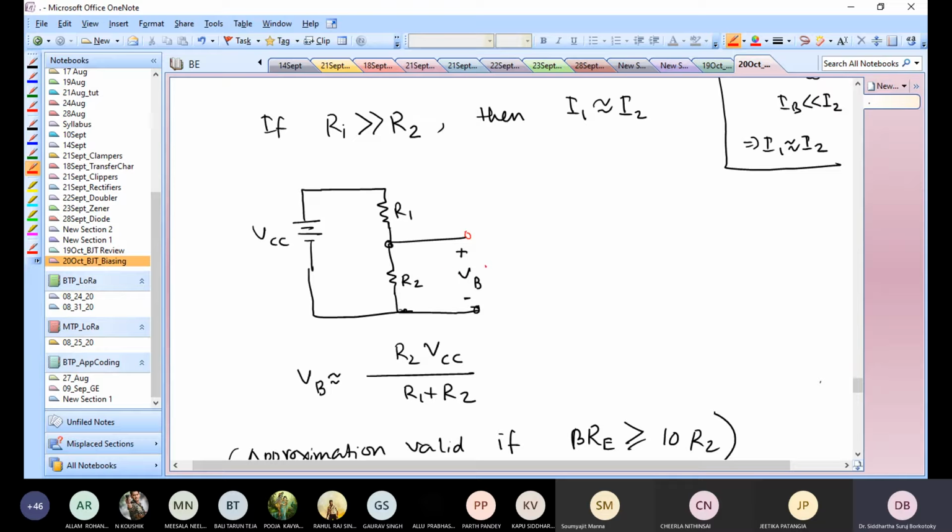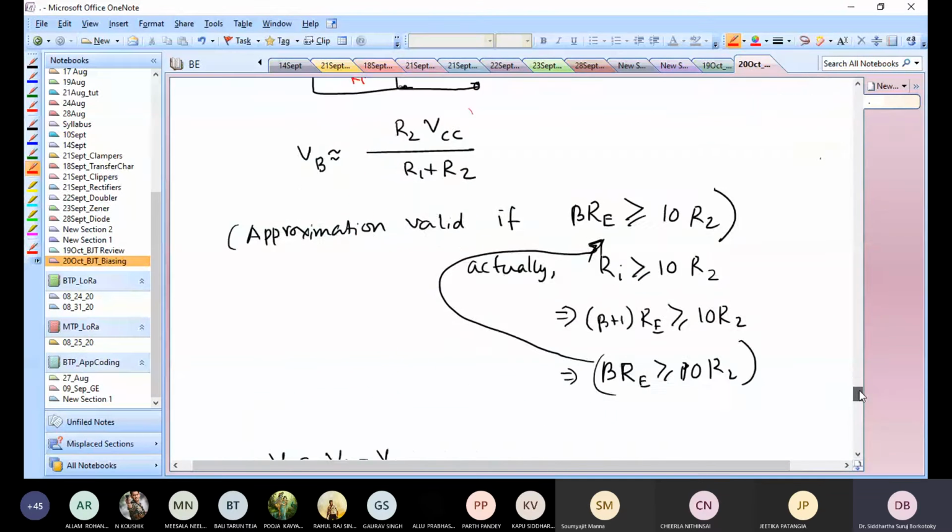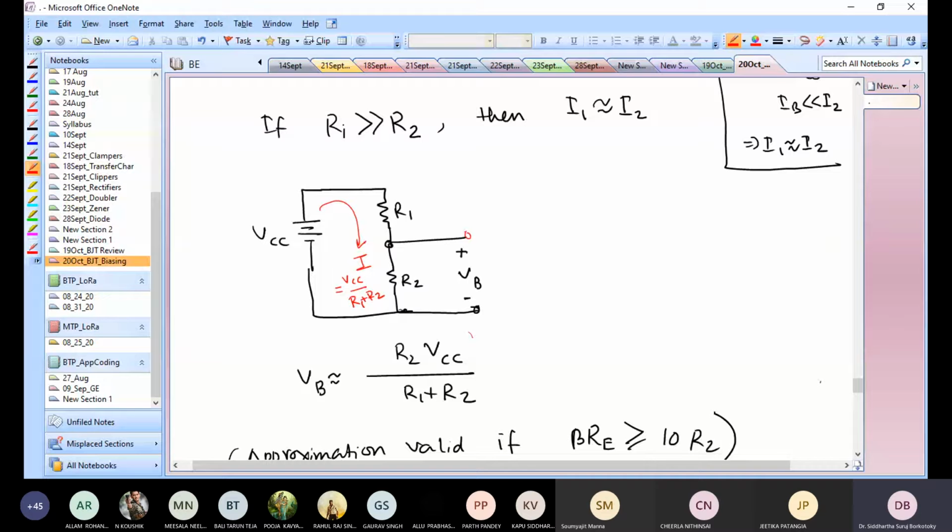So what is VB? This VB is approximately R2 VCC by R1 plus R2. So everybody sees that, I hope, because what is VB? VB is the potential drop across R2. But what is the potential drop across R2? Potential drop across R2 is R2 times this current I. But what is I? I is VCC by R1 plus R2. Right? So you have VCC divided by R1 plus R2, times R2. Fine. So you have this setup where VB can be expressed in this manner.